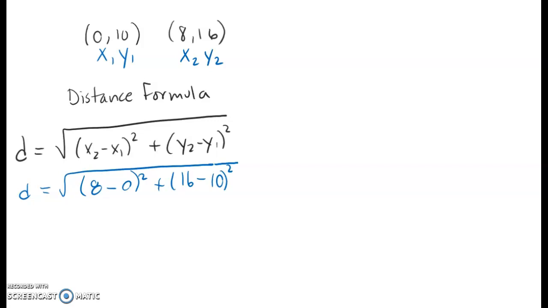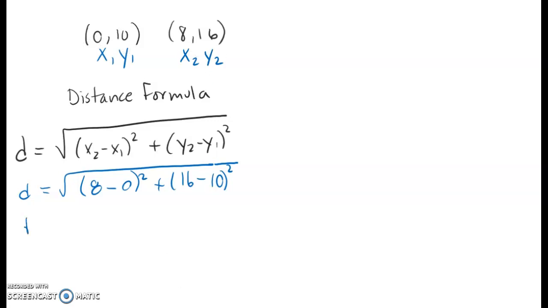Now it is incorrect to change the subscript within the same ordered pair. That would not be correct. But I could call this x2, y2, and this x1, y1.